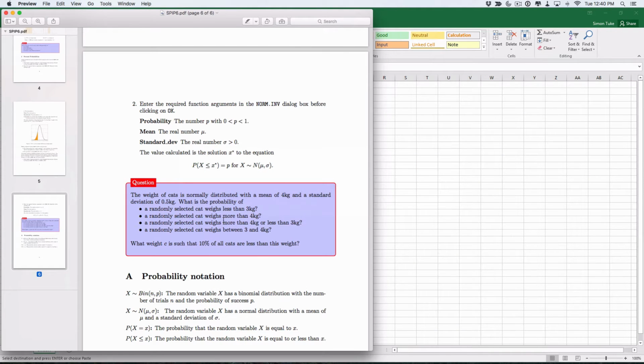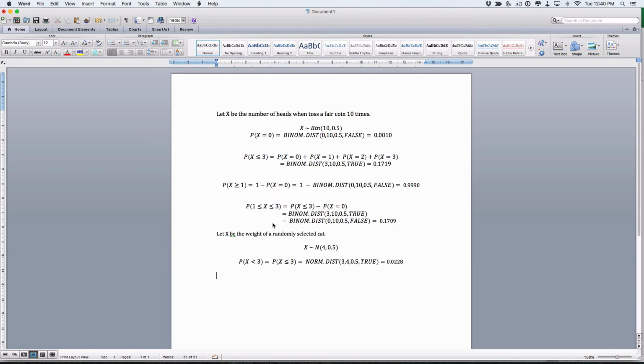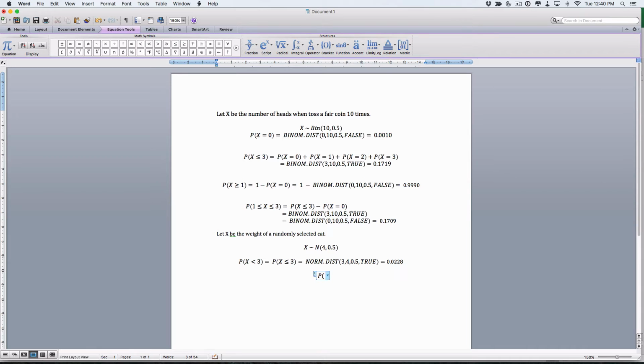So we've got now weighs more than 4 kilograms. So what do we want? This time I want the probability that x is greater than 4.